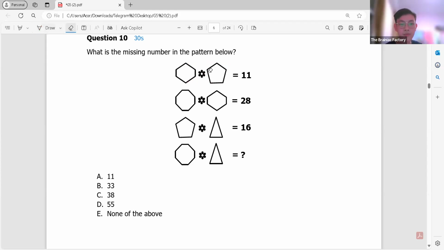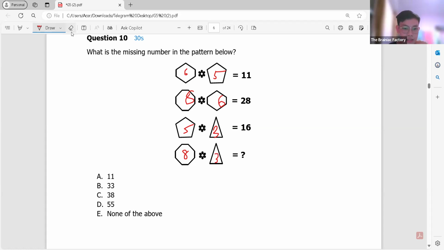So basically we have the polygons here. It's all about the sides, the number of sides. So this has 6 sides, this has 5 sides: 8, 6, 5, 3, this also 8, and this is 3.